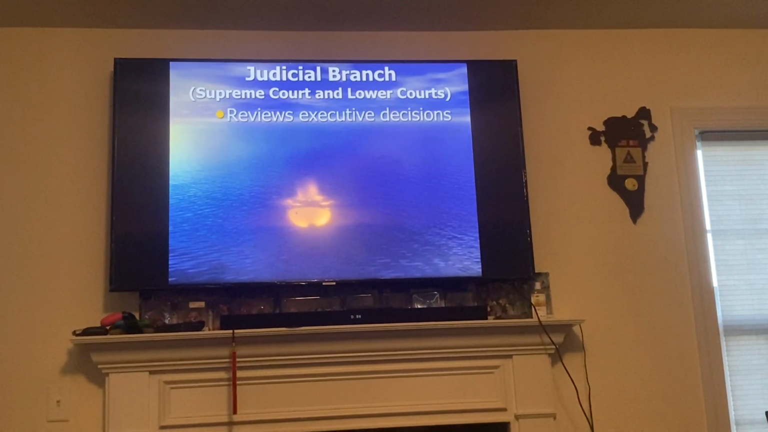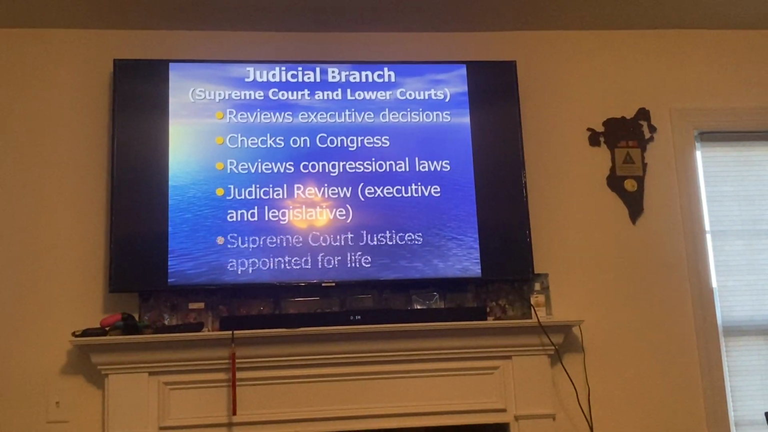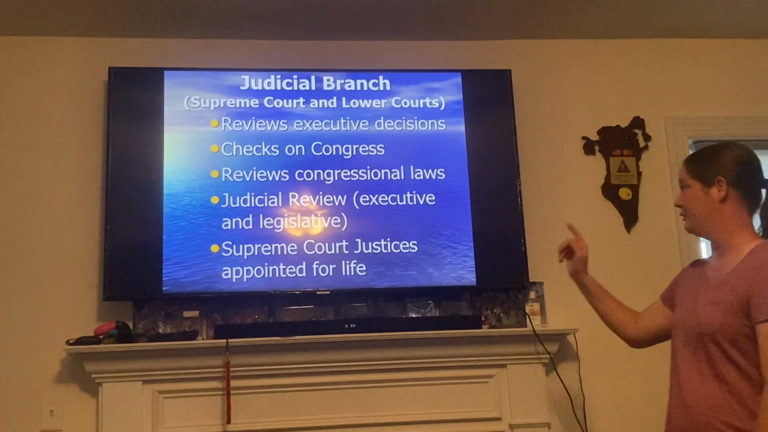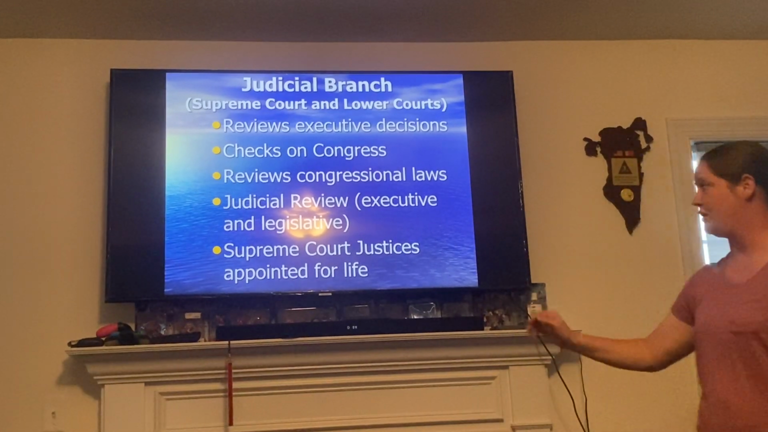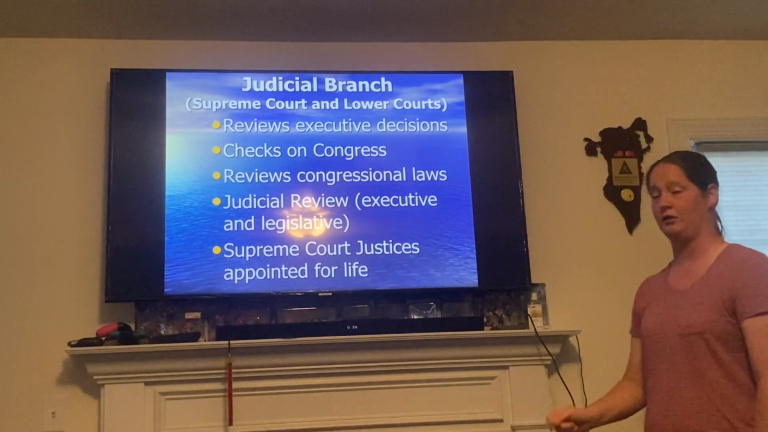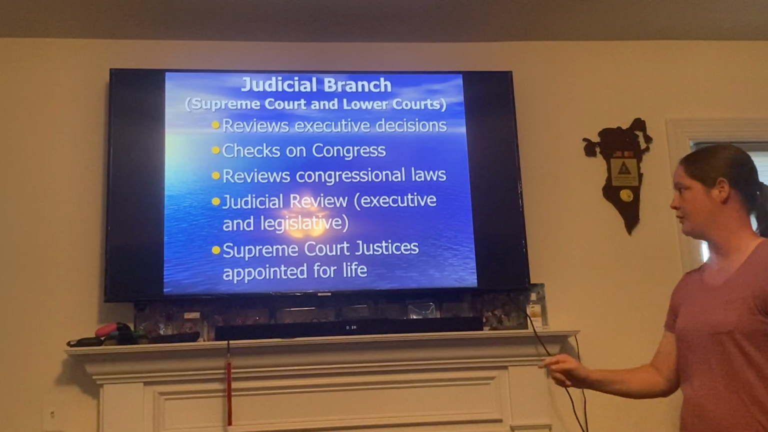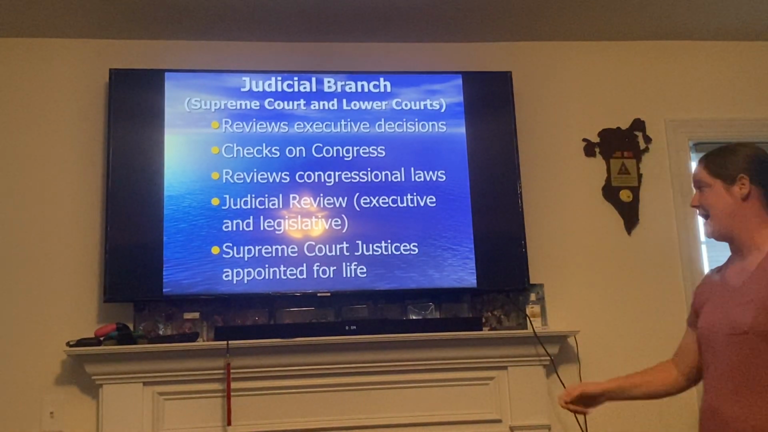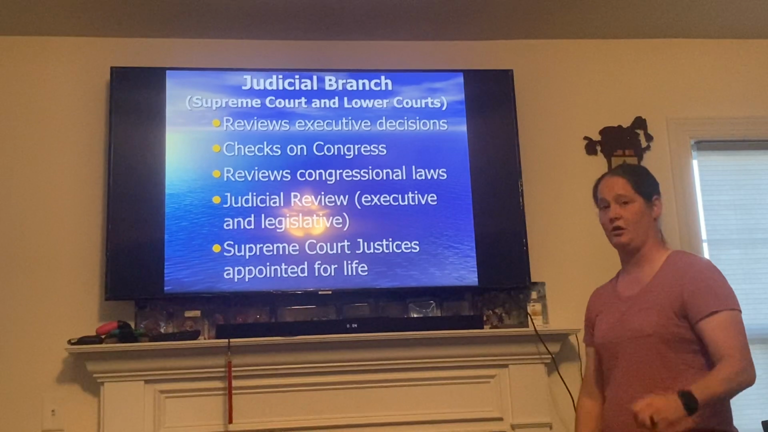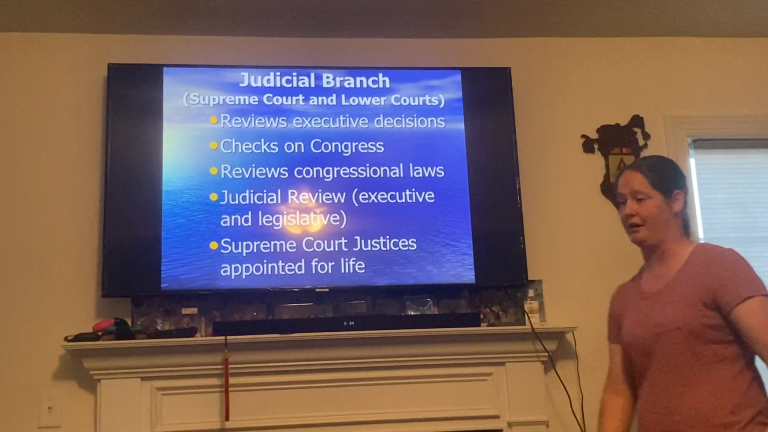Alright, so our judicial branch is the Supreme Court and lower courts, and they will review executive decisions, check on Congress, and review congressional laws. That is judicial review, over the executive and the legislative. And finally, Supreme Court justices are appointed for life or until they retire.